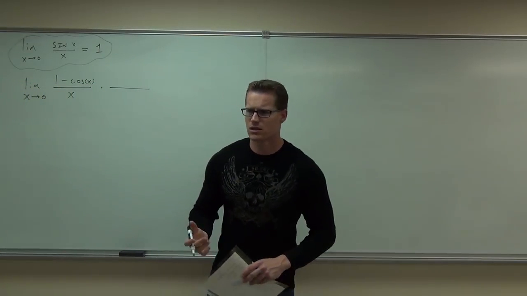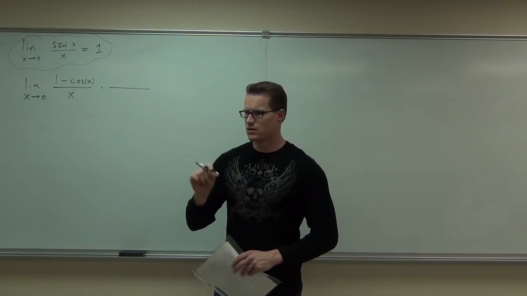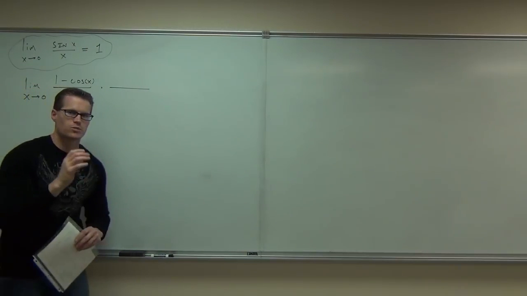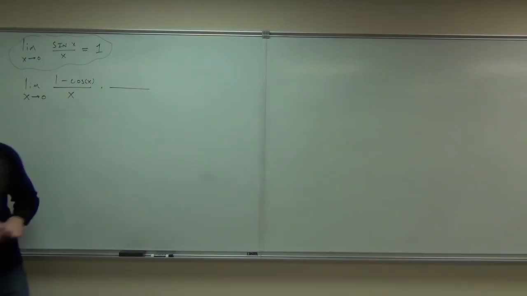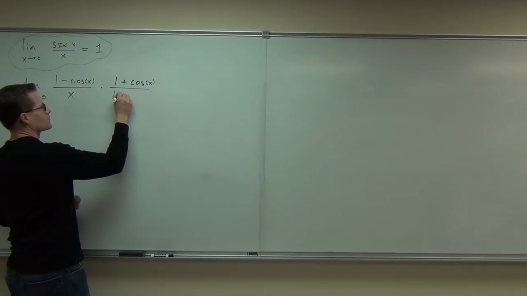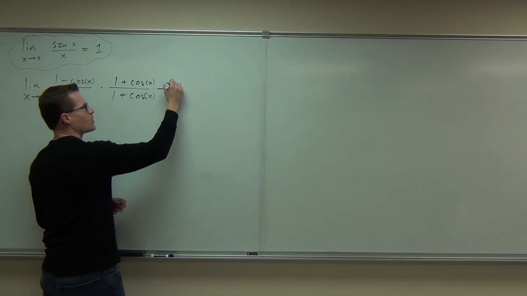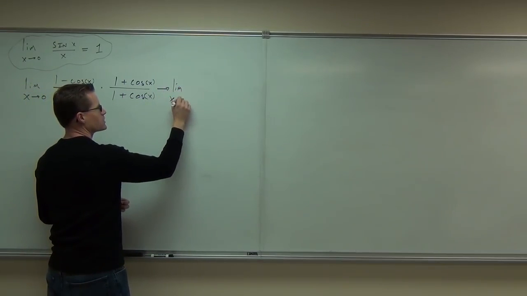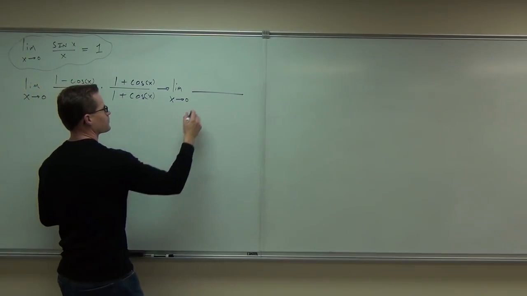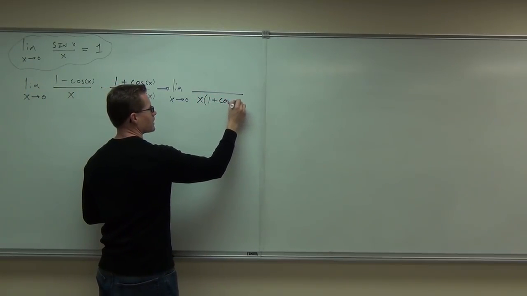Remember what the conjugate is? It just changes the sign. Yeah, that's it. So in our case, the conjugate would be 1 plus cosine x over 1 plus cosine x. Okay. Well, let's keep this going. Then I've got a limit as x approaches 0. The denominator is now x times 1 plus cosine x.